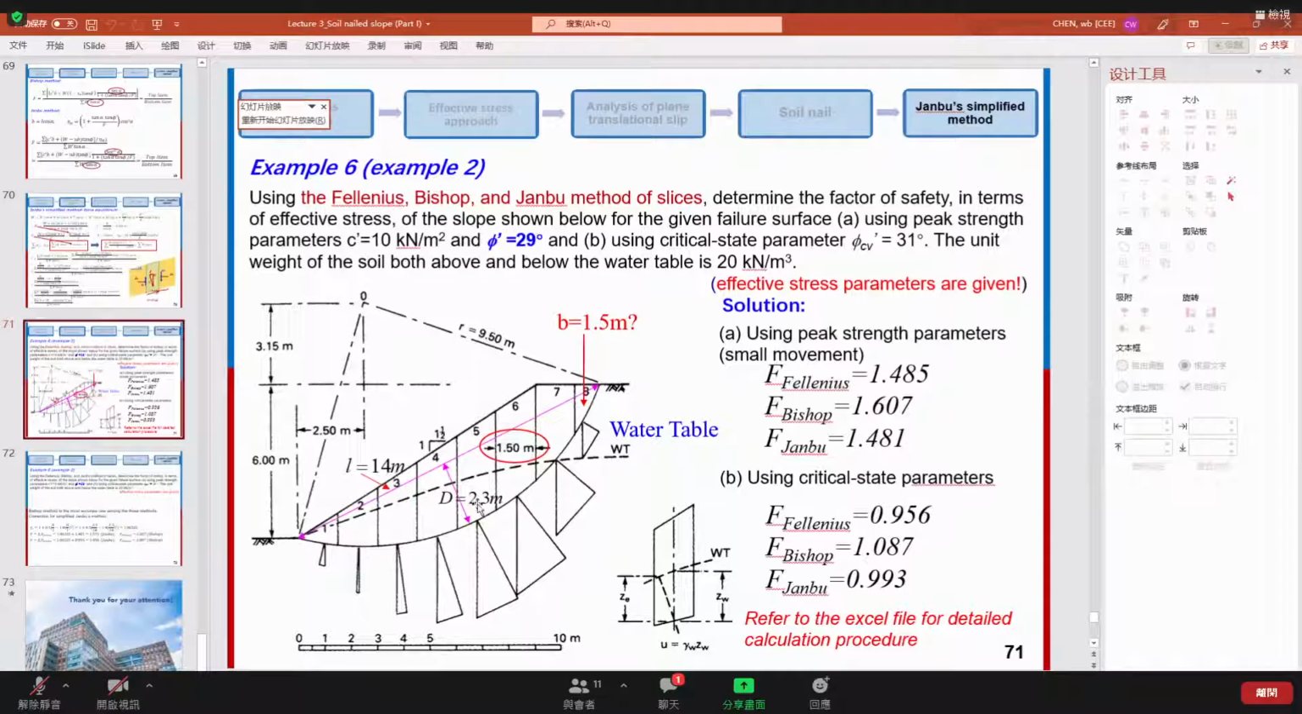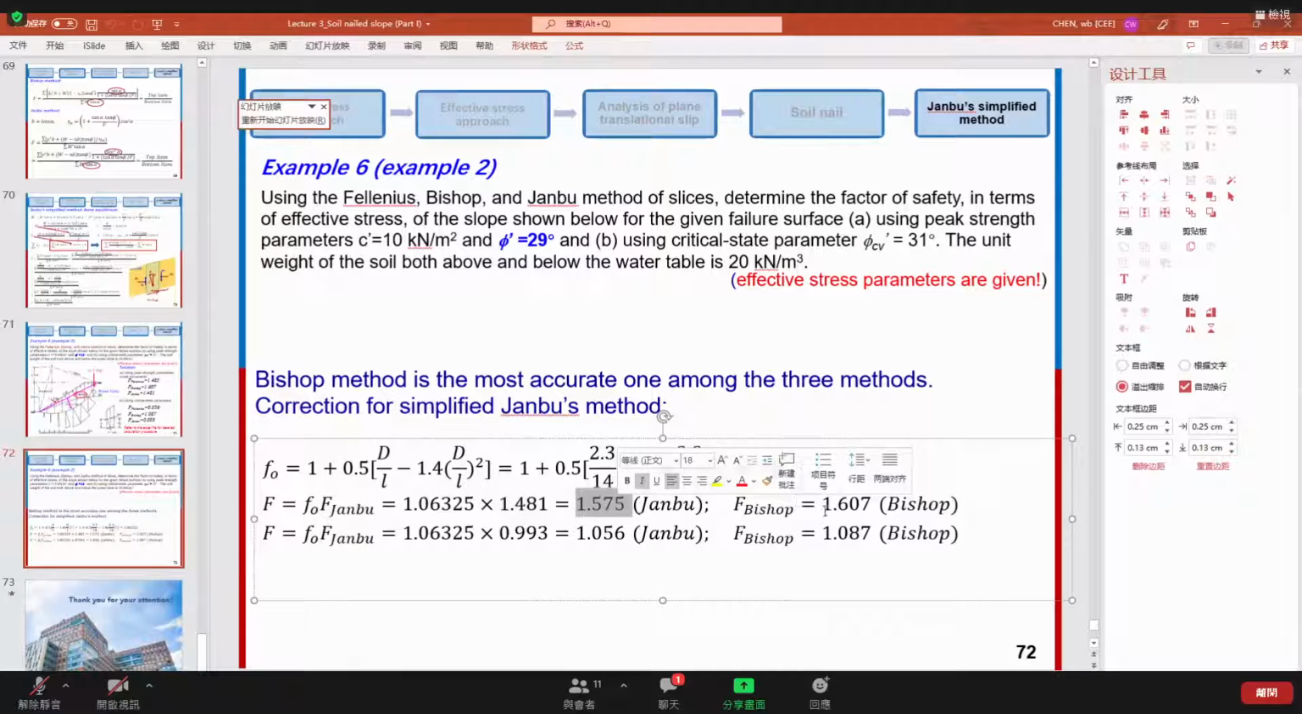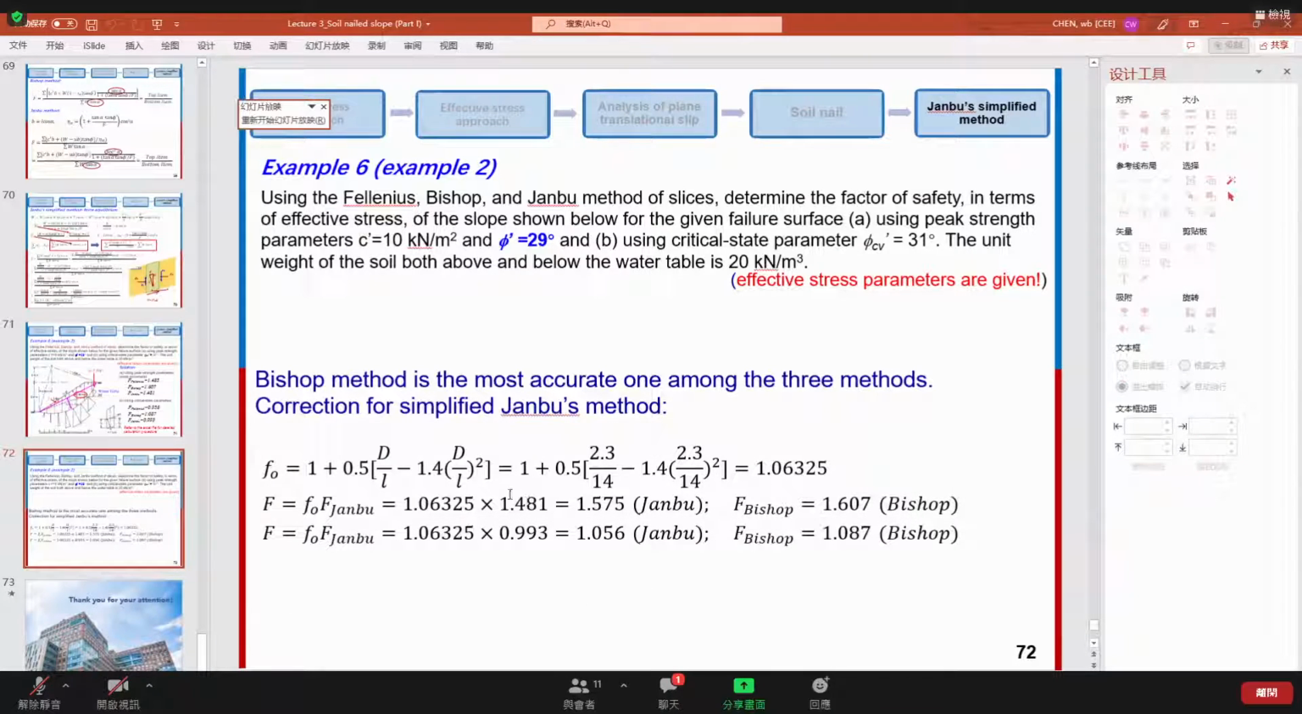Use 14 and 2.3, we get it into here. After correction, you will see that the F value, which we just discussed from the Excel file, will be enlarged to this value. And this value is relatively similar to the result from Bishop. So this is the correction based on Janbu's method. If we use effective stress parameters after correction, these two values are quite similar, right? So this is easy, right?